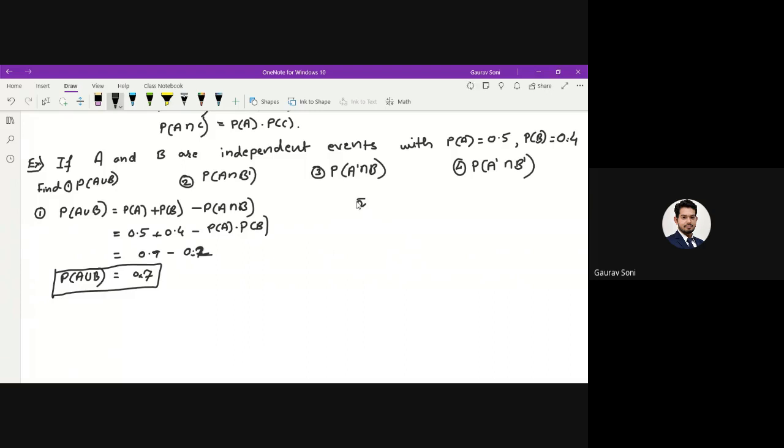Second one, probability of A intersection B complement. So it is probability of A minus probability of A intersection B. That is one way. The other way: probability of A into probability of B complement. Exactly. So probability of A is 0.5.